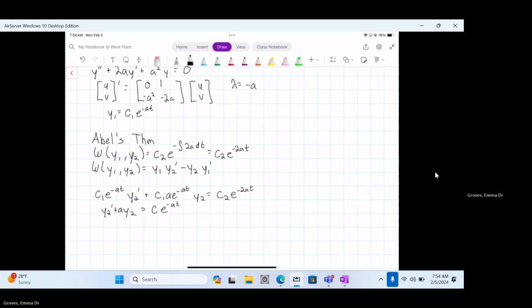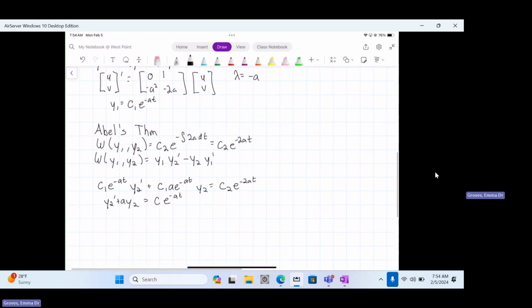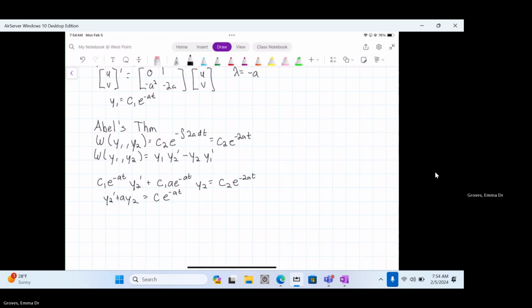Okay. Now how can I solve this? What was one of our first differential equation techniques? Yeah? It's separation of variables. This one you cannot do by separation of variables, but that's a good thought. What was our other technique? Integrating factor. What's my integrating factor going to be here? Perfect. E to the at.